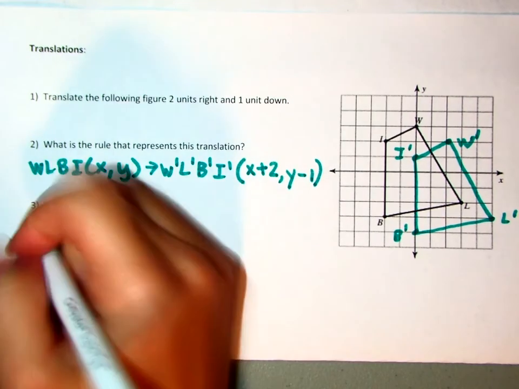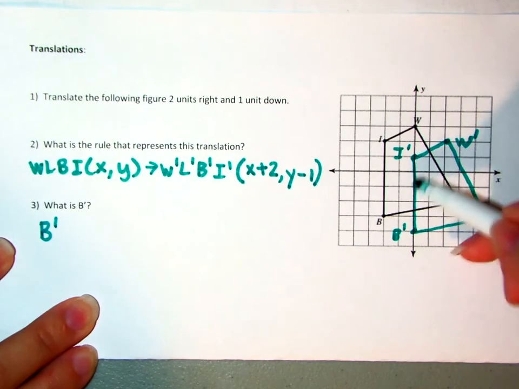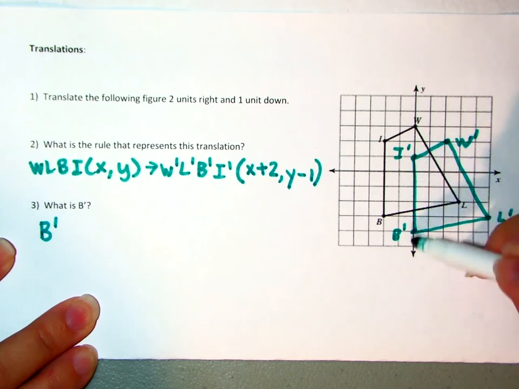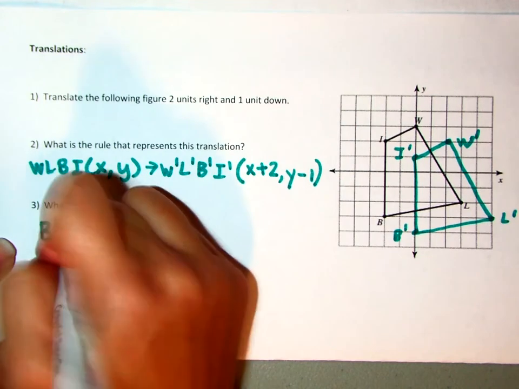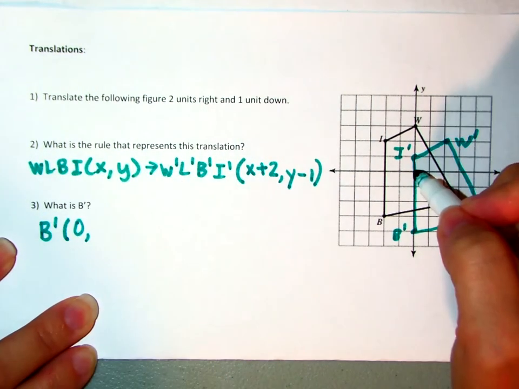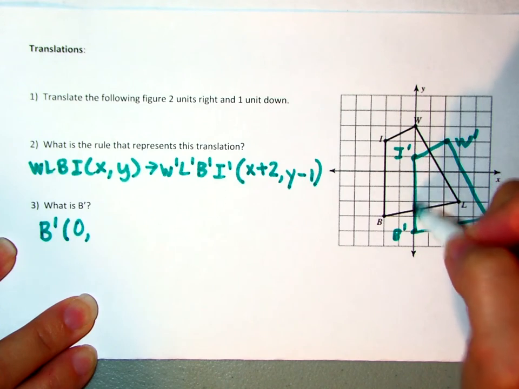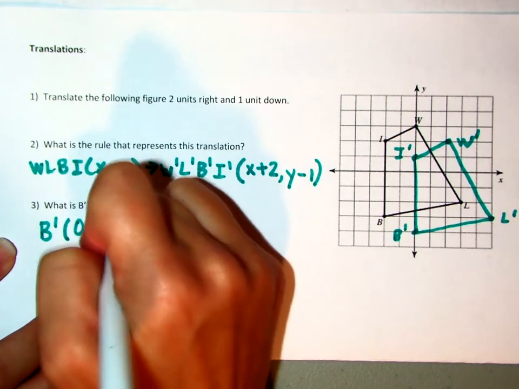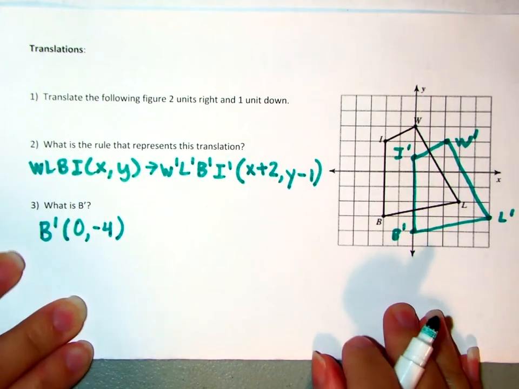Then it says, what is B prime? Well, all you have to do is look at your graph now. So if we start here at 0, 0, because that's where we always want to start and count, we notice that B prime's on the y-axis here, and so we have 0, comma. Now let's figure out what that y value is. 1, 2, 3, 4. So 0, negative 4 is where my B prime is going to be.